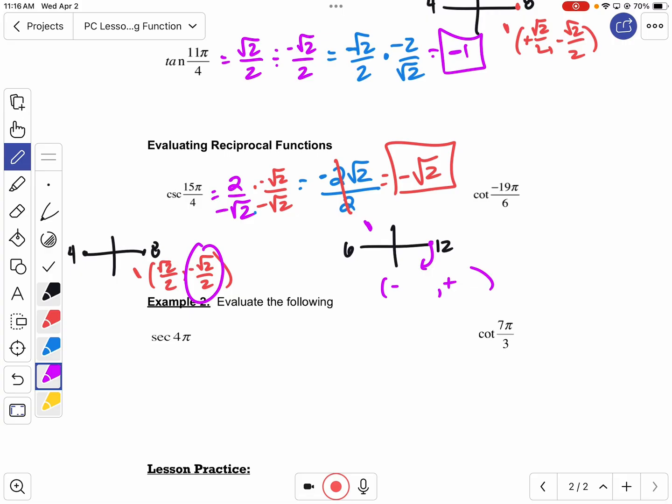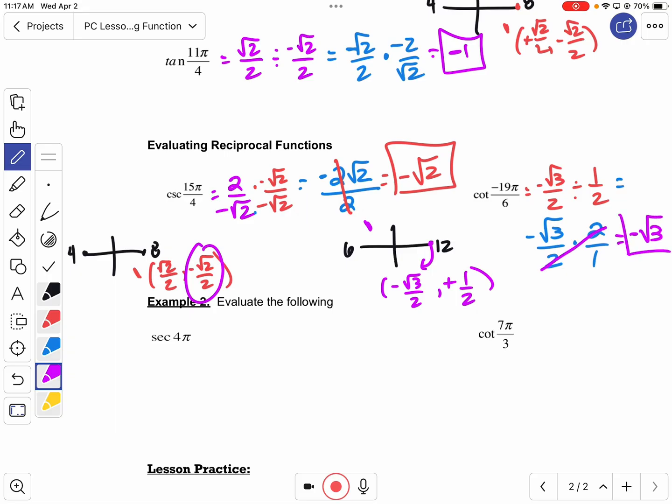But let's think for a second. What is the ordered pair going to be for over 6? Square root of 3 over 2 and a 1/2. So square root of 3 over 2 and a 1/2. Cotangent is x over y. So we're going to take negative square root of 3 over 2 and divide it by 1/2. So do a little fraction arithmetic. Negative square root of 3 over 2 times 2 over 1. Oh, I like this one. What happens to the 2's? They cancel out, and I would get just a negative square root of 3.